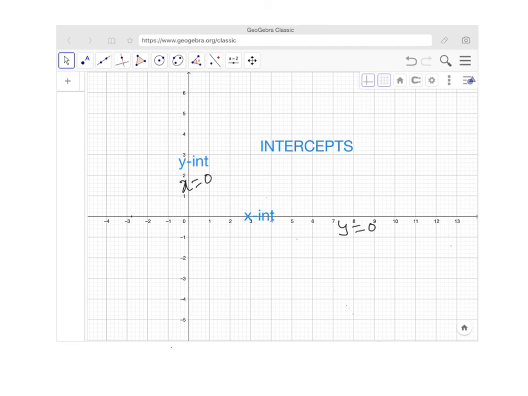And in the case of a straight line, there is no turning point and there are no asymptotes. So in the case of the straight line, understand the shape, understand the intercepts.